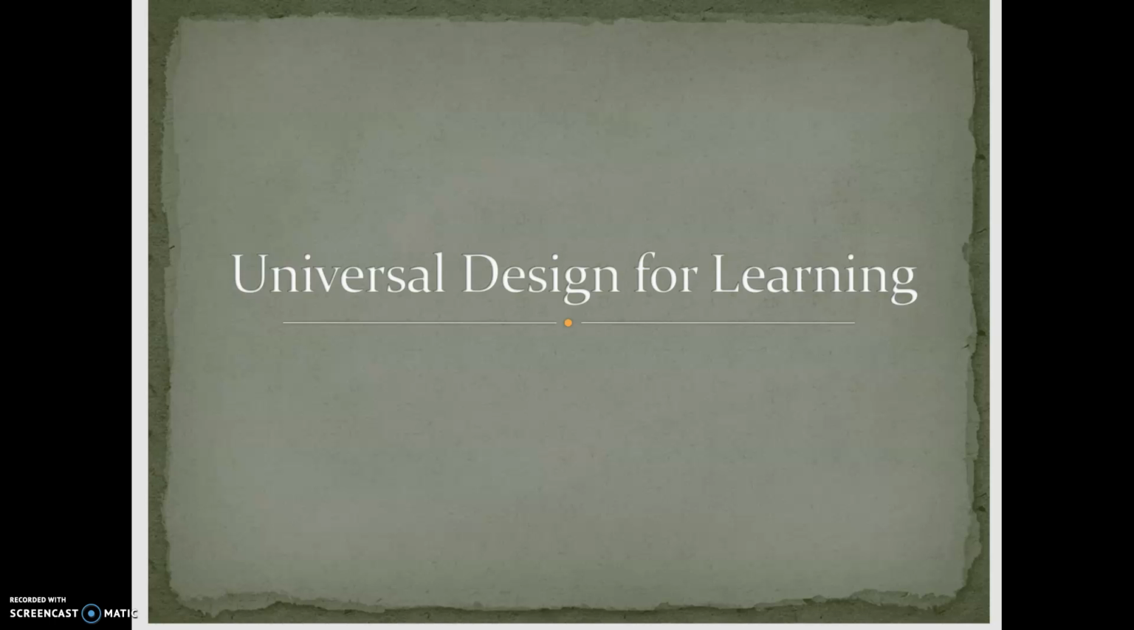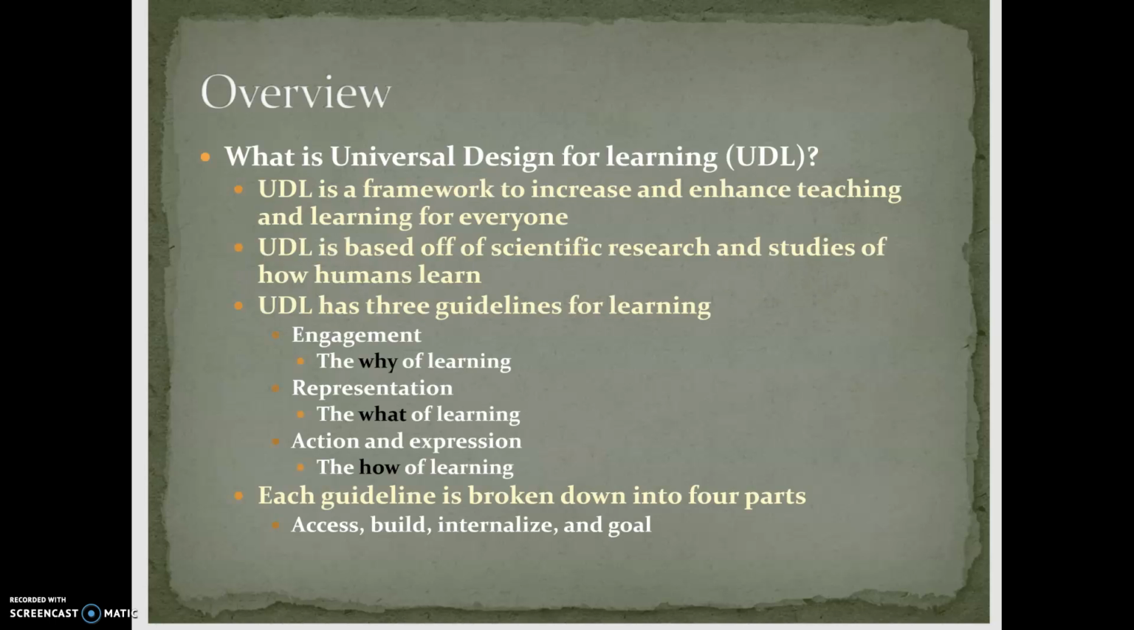So first, let's do Universal Design for Learning. For the rest of this presentation, I'm going to refer to it as UDL for short. So an overview. What is UDL? UDL is a framework to increase and enhance teaching and learning for all students. It's based off scientific research and studies of how students learn. It is broken down into 3 guidelines: engagement, representation, and action and expression, as well as each of those is broken down into 4 parts: access, build, internalize, and goal.